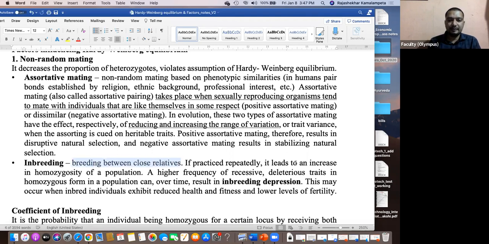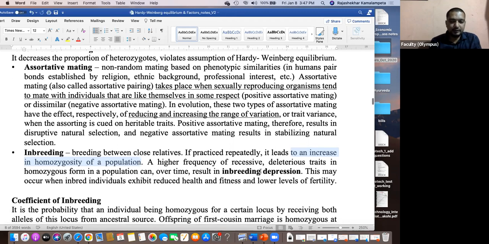And when practiced repeatedly, it leads to an increase in the homozygosity of the population. I'm going to explain that with an example later. But yes, homozygosity of a population will increase. So it is favoring one particular type of genotype, the homozygous condition, either homozygous recessive or homozygous dominant, thereby affecting the genetic equilibrium. We'll talk about the rest of the things in consanguineous marriages, where we'll discuss inbreeding depression and those components.